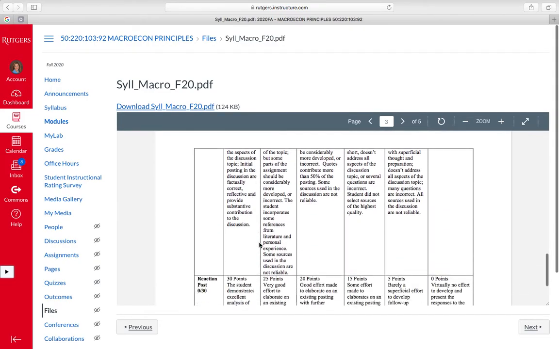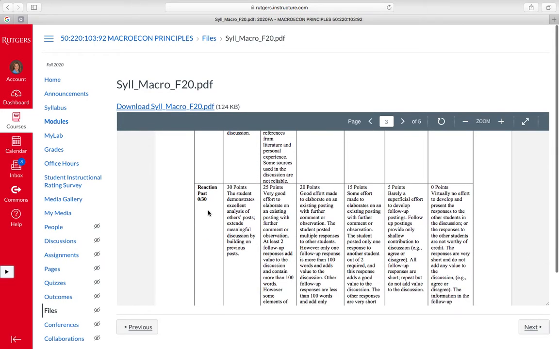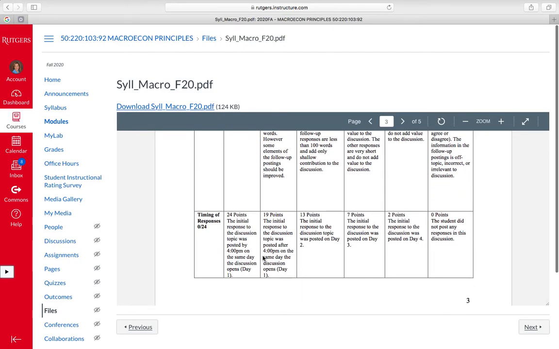Next, your reaction post, like when you respond to your classmate's post, again, it's graded based on 6 levels, and it's out of 30 points. And the last thing that is graded on your post is the timing of your responses. Okay, when did you post your first response? It's very important that the earlier you post your response, the higher your grade.